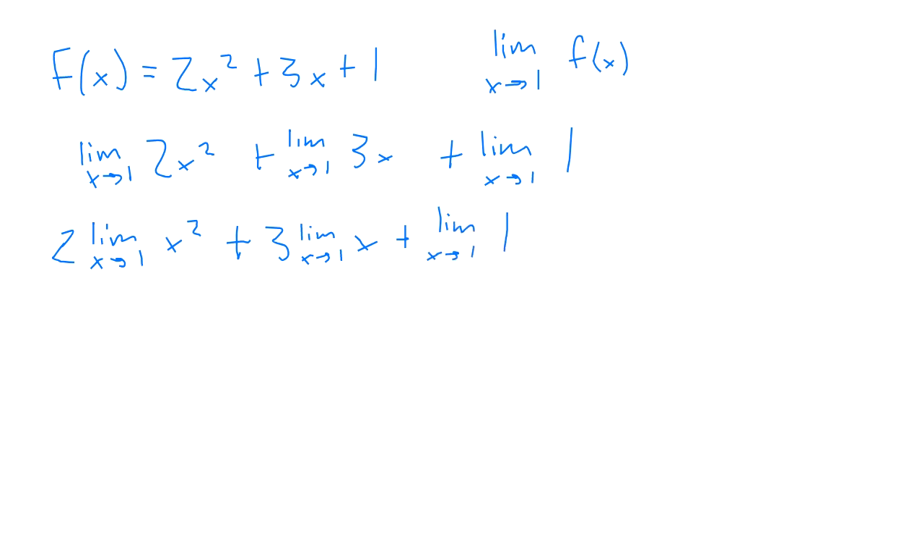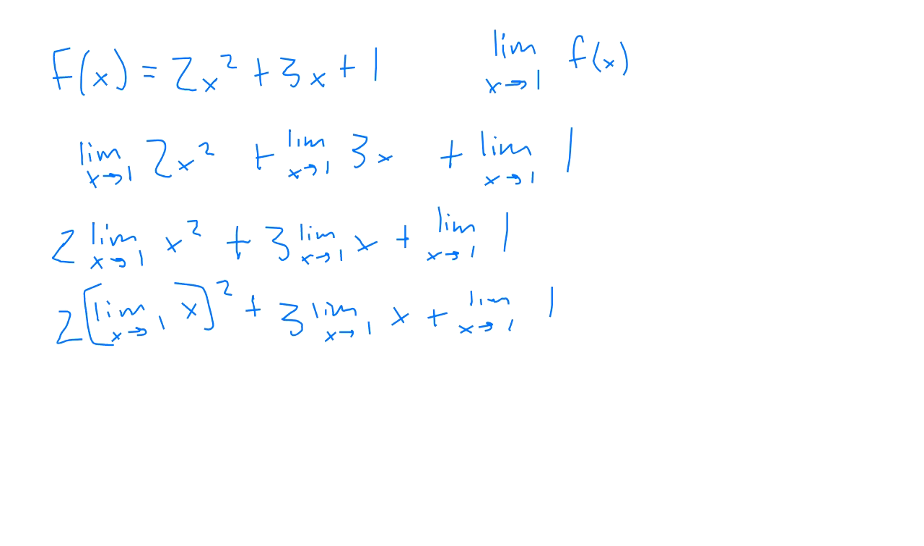And then lastly, we can break that first one down just a little bit more and say that we have 2 times the limit as x approaches 1 of x, this is squared, plus 3 times the limit as x approaches 1 of x, plus the limit as x approaches 1 of 1. So now we can start putting our 1 back in and taking our limit. So now we are left with 2. Our limit as x approaches 1 of x is going to be 1, and that's going to be squared.